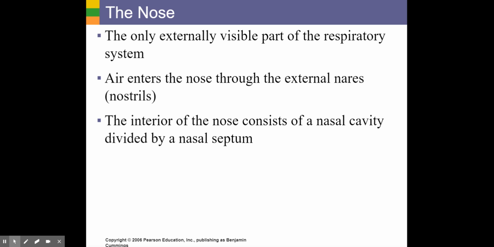So we'll start at the nose. The nose is the only part that is externally visible of the respiratory system. Air is going to enter through both sides, through the nostrils, which are also referred to as the external nares. Right, those are the two openings on both sides of the nose. And then the interior of the nose, like I was talking, has this cavity that's divided by a septum. That septum allows air to fall down or go directly into both sides of the nostrils, and then follow that pathway in through the nasal cavity.